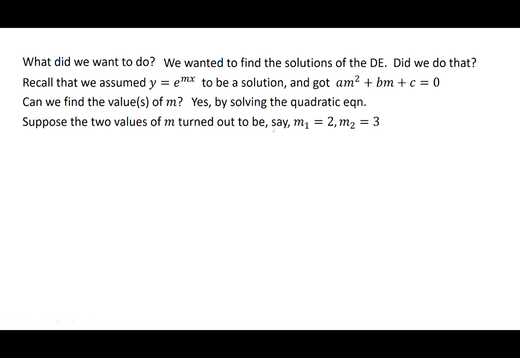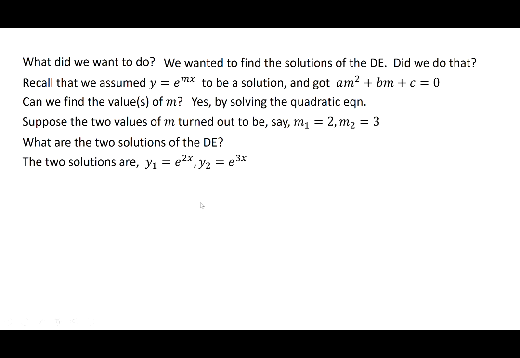Suppose the two values of m turned out to be, say, m1 equals 2, m2 equals 3. What does that mean? What is the solution? Well, what are the two solutions? You know m to be 2, that means y equals e to the 2x is one of the solutions. Is there another solution? Yeah, corresponding to m2, which is equal to 3, e to the 3x is the second solution. That's the idea. So everything hinged on finding the values of m, and once you got that, e to the 2x and e to the 3x are the solutions.